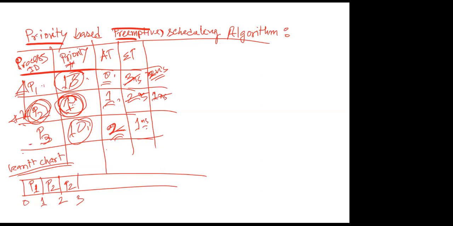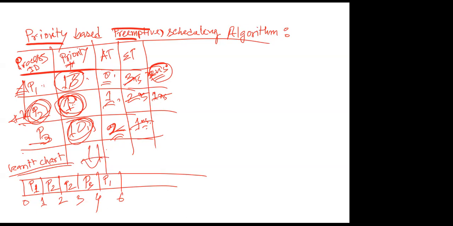P3 has the highest priority now, with priority number 10, so it will be scheduled by your operating system. P3 will run and complete 1 nanosecond, and this process also needs only 1 nanosecond to complete its execution. So process P3 is done. Now we have only one process, process P1. P1 still needs 2 nanoseconds to complete its execution. So P1 will be scheduled, and it needs a total of 2 nanoseconds, so at 6 it will complete its execution. This is the Gantt chart.